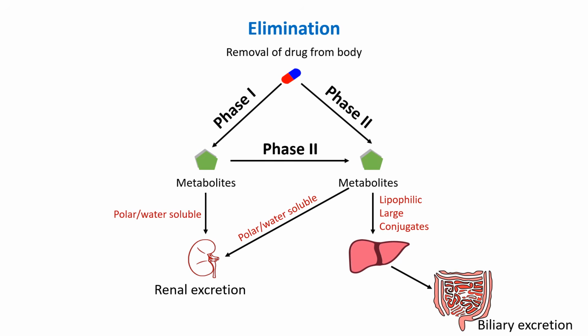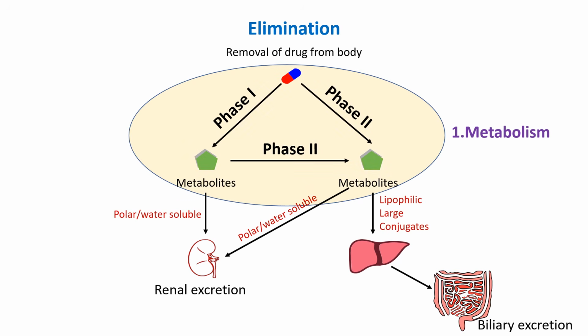Drug elimination is the process by which a drug is removed from the body. These include two main mechanisms: metabolism and excretion. Metabolism typically occurs in the liver, where the drug is chemically altered to form metabolites which can be more easily excreted. We have already discussed that in our previous video.